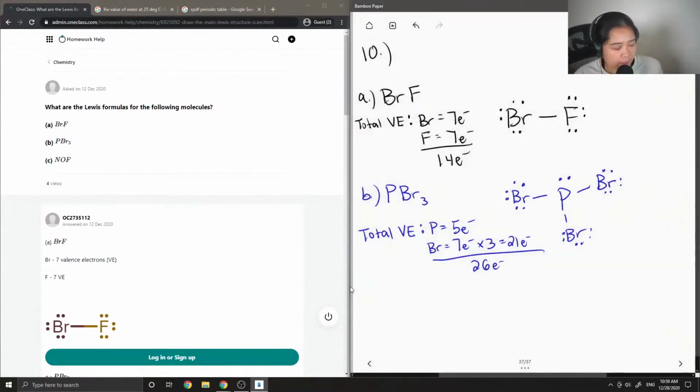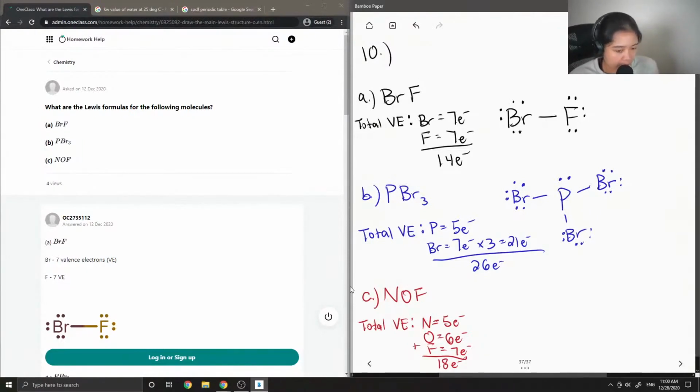And now let's look at the last molecule, NOF. For the total valence electrons, nitrogen has 5, oxygen has 6, and fluorine has 7. So if we were to add them all together, we have 18 valence electrons in total.